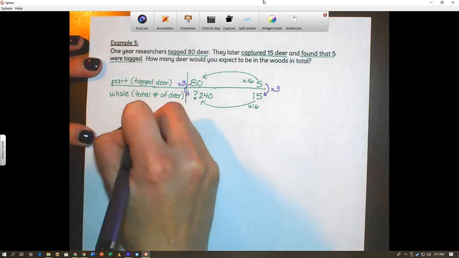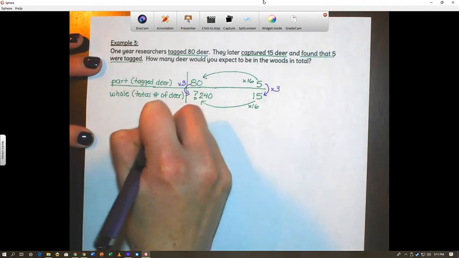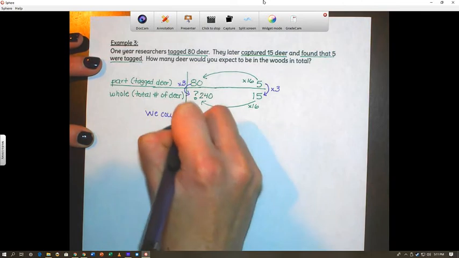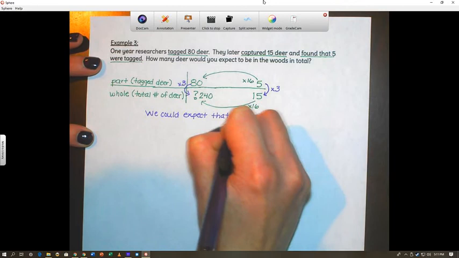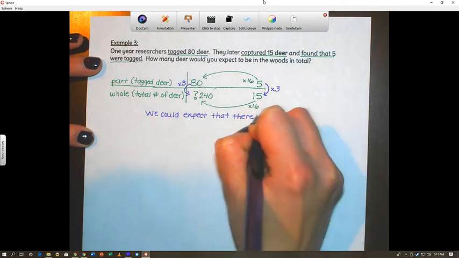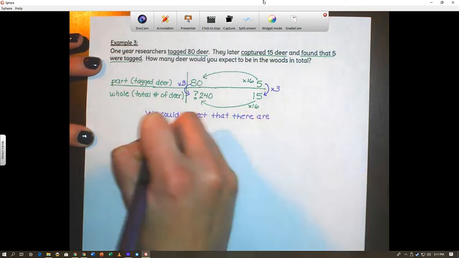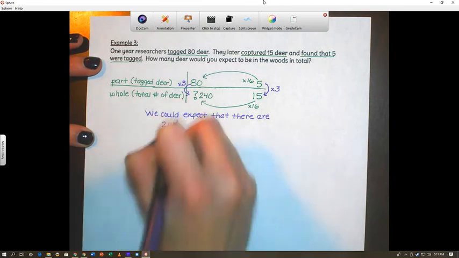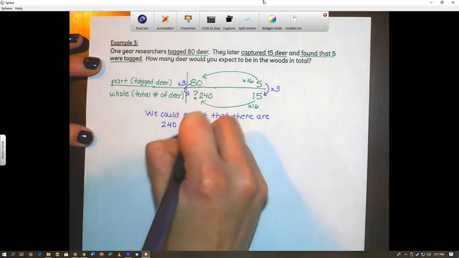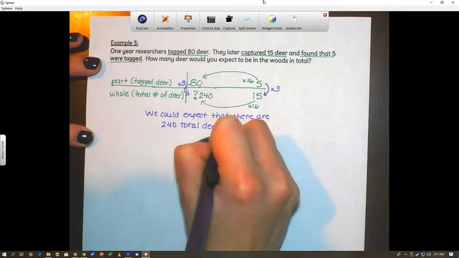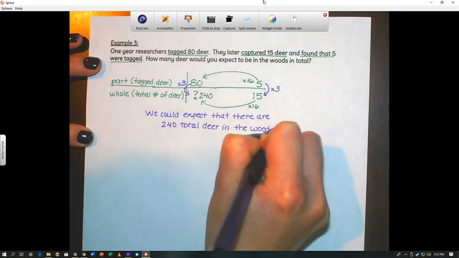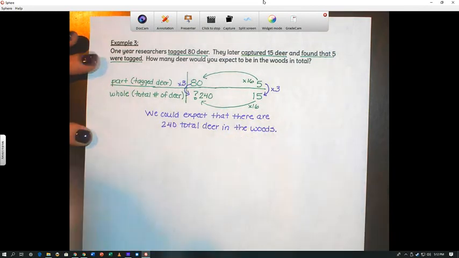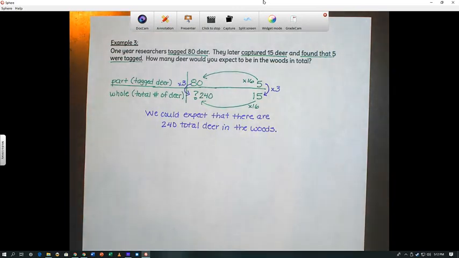So we could expect that there are 240 total deer in the woods. Remember that we have to write our final answer in a sentence to answer the question.